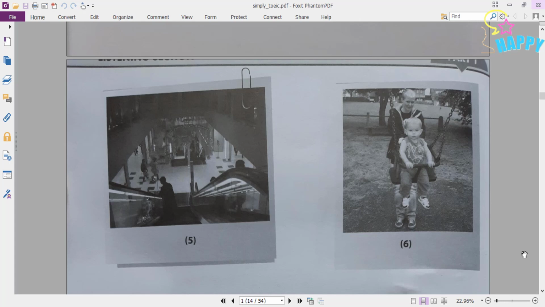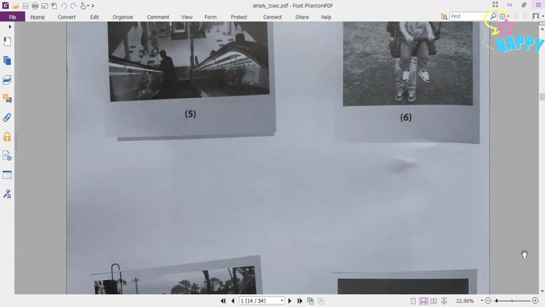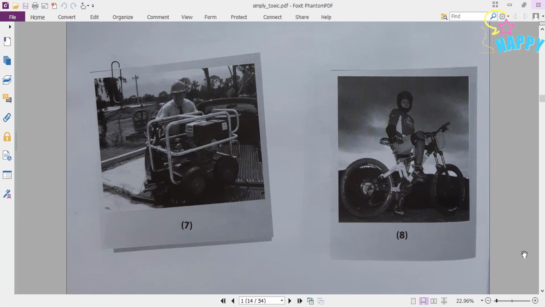Number 7. Look at the picture marked number 7 in your test book. A. The device has fallen off the truck. B. The man has removed his hat. C. The man is getting on the vehicle. D. The appliance has its own wheels.